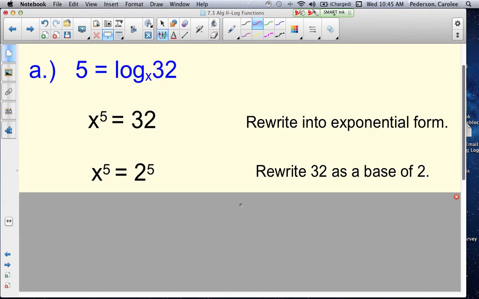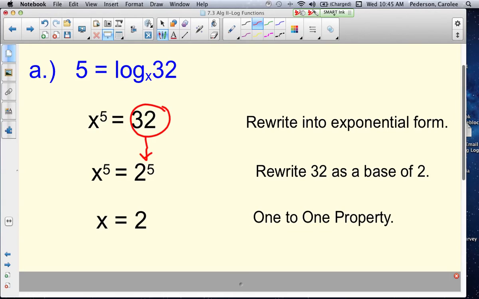Now we can rewrite this 32 as an exponential. 32 is the same thing as 2 to the 5th. Now we can use our one-to-one property. We have two exponential values, one on the left and one on the right. My exponents equal each other, so then my bases must equal each other. So then my value for this equation is 2. So if you want to find out what x is, x equals 2 in this question.